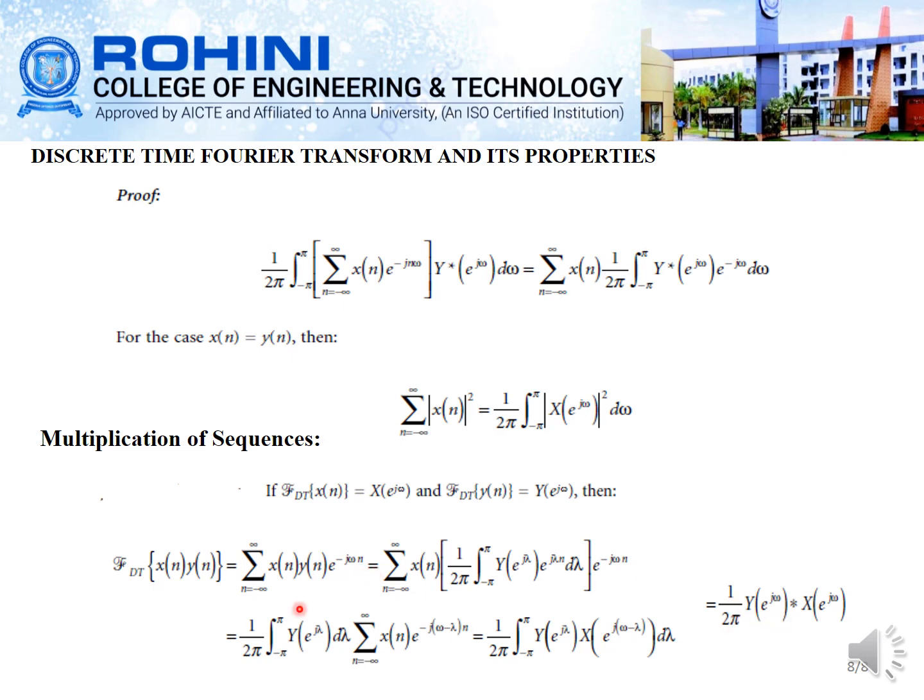Here we are substituting the value of y of n, that is the inverse discrete time Fourier transform of Y, and rearranging the equation, and finally we are getting the value 1 by 2 pi into Y of e power j omega conjugate X of e power j omega.